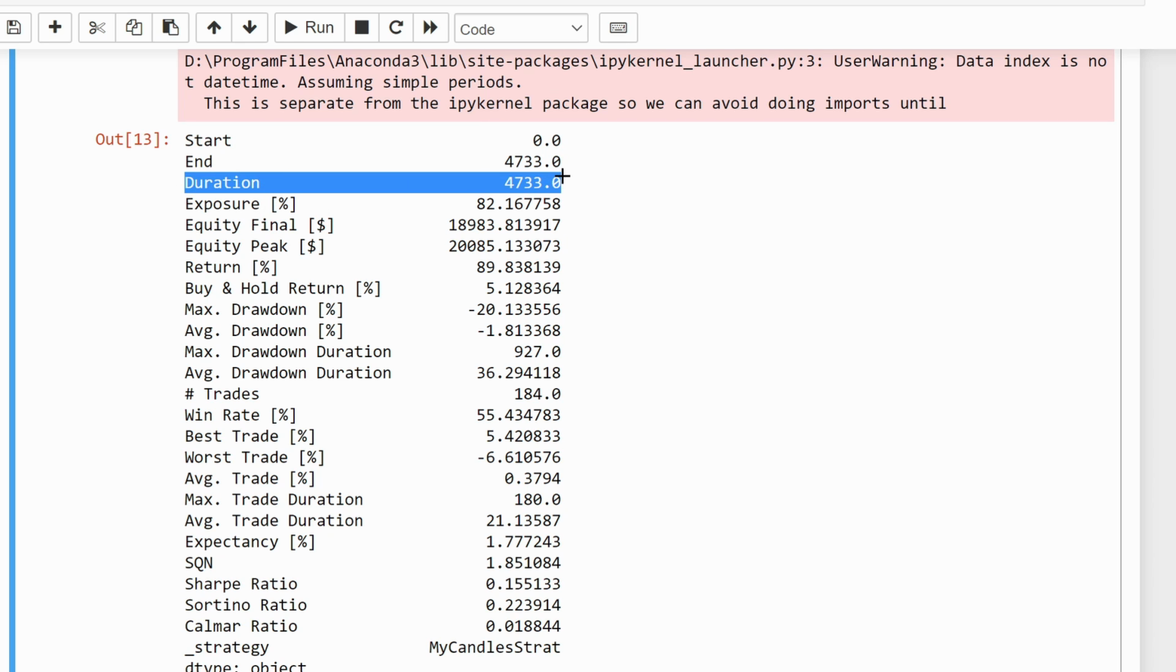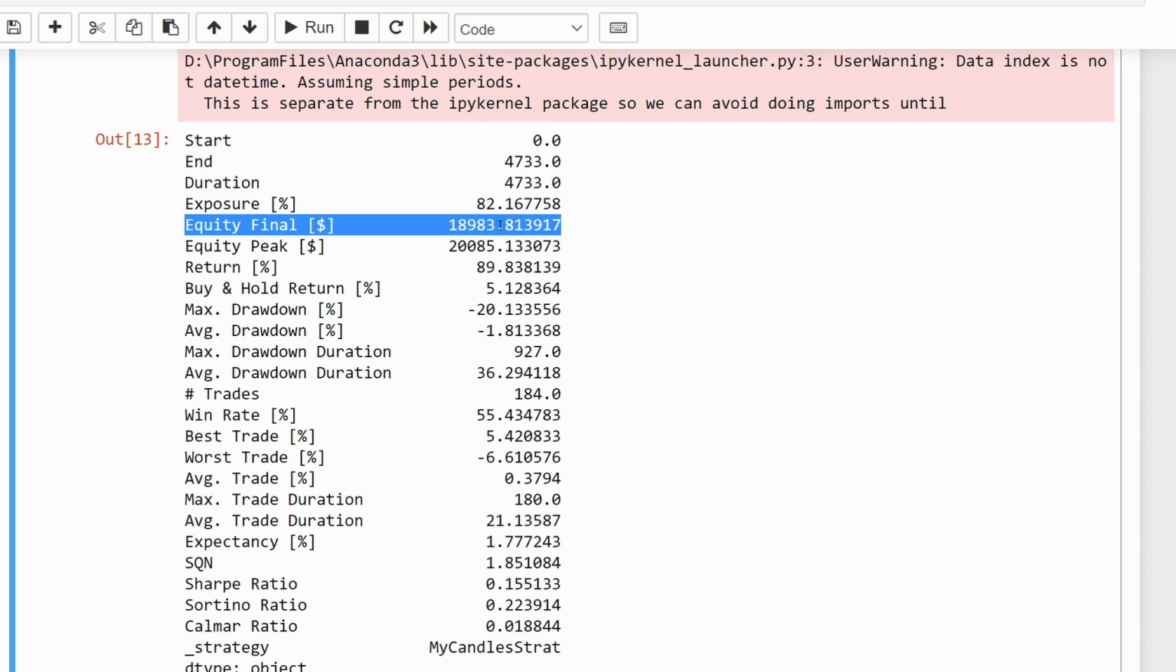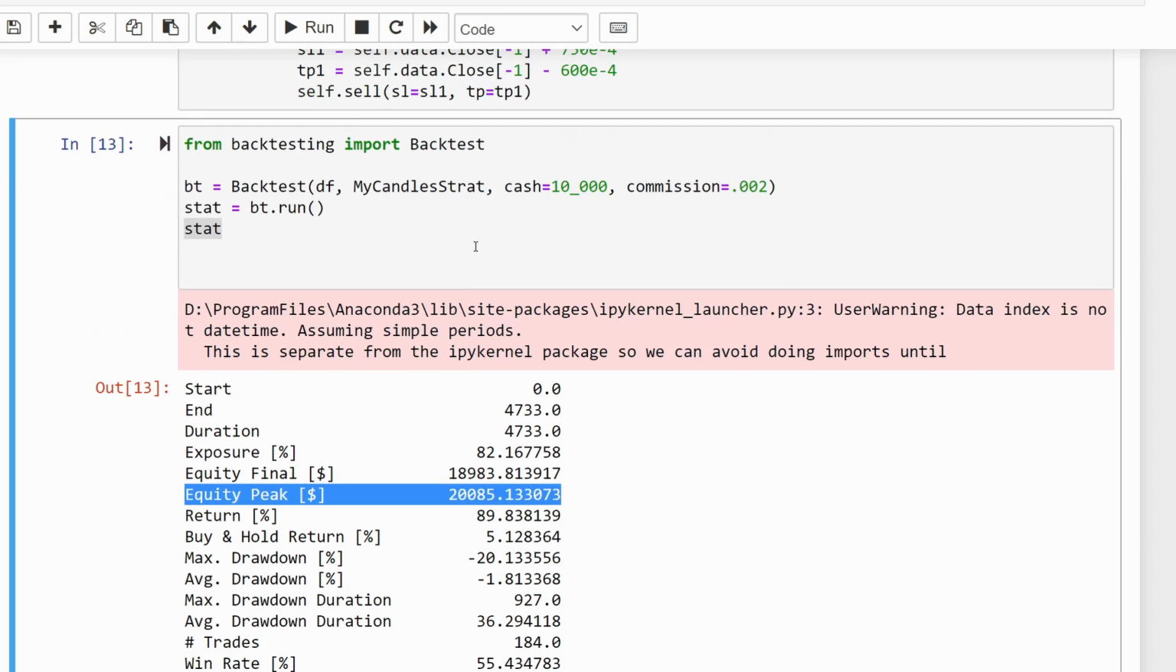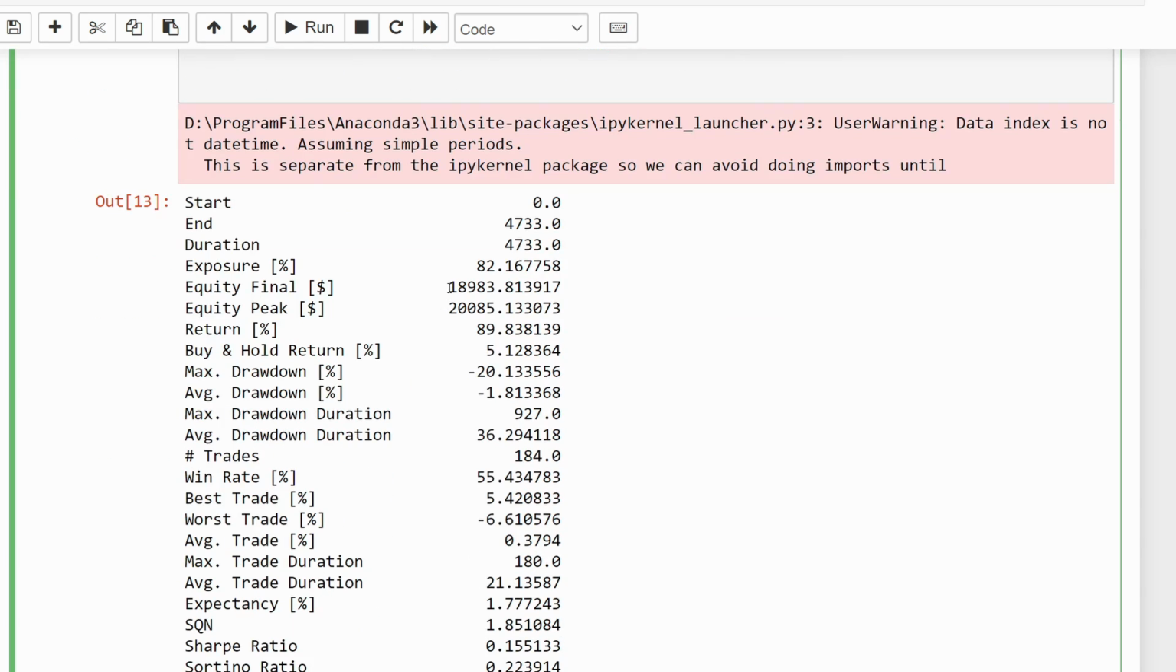Then the duration is the same. So I'm not using the dates really. I'm using the indexes here. You could use the dates, but I didn't. And then we have the percentage of the exposure, 82%. The equity final is $18,000, almost $19,000. The peak, the maximum peak of the equity is $20,000. Remember that we started with $10,000 cash. So this is actually a profitable strategy.